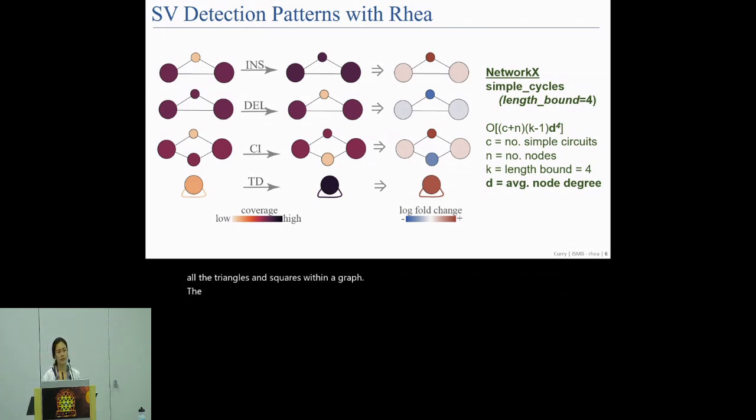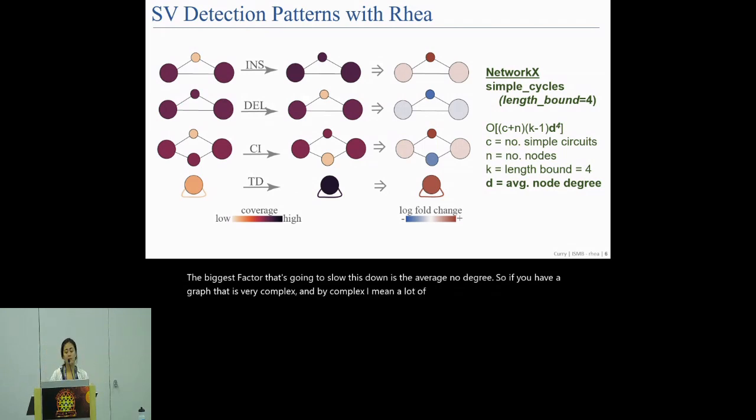The biggest factor that's going to slow this down is the average node degree. So if you have a graph that is very complex, and by complex I mean a lot of edges, that's what's going to slow it down the most. And so in the sequences I've at least worked with, for the hot springs, it was a really complex community. So that was taking probably like a couple days.